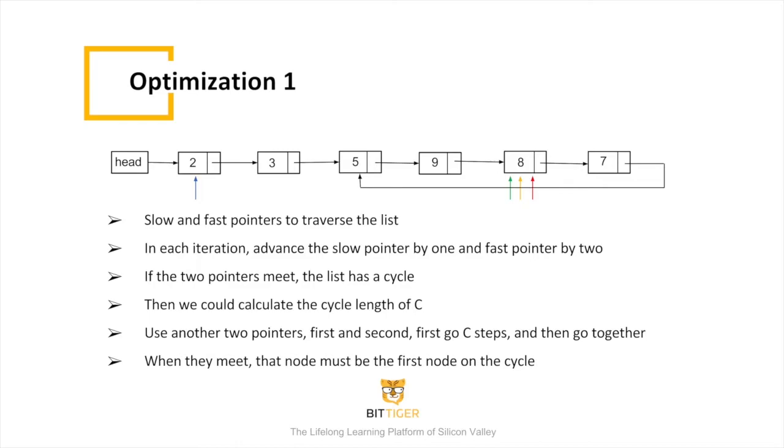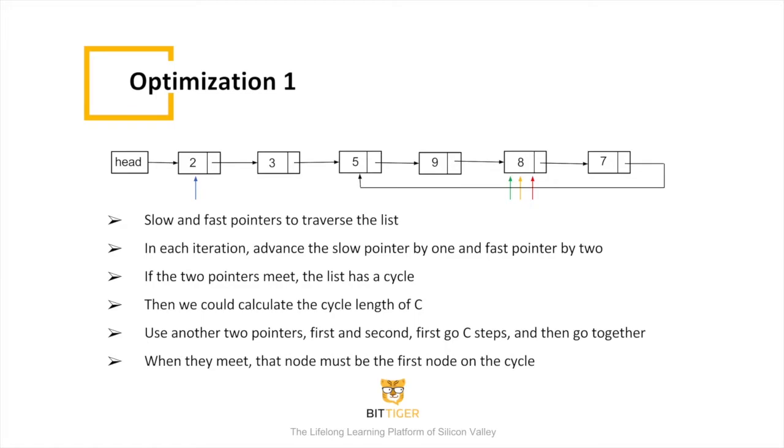Are there any optimizations? Could we find a solution to spend linear time in constant space while solving this problem? Well, we could use 2 pointers, a fast one and a slow one, to traverse the list. In each iteration, the slow pointer advances by 1, while the fast pointer advances by 2. If the 2 pointers meet, the list has a cycle. If the fast pointer jumps the slow one, the slow pointer will equal the fast pointer in the next iteration. In our example, we can see the red pointer is the fast one and the yellow pointer is the slow one. They both start from head and meet at 8.